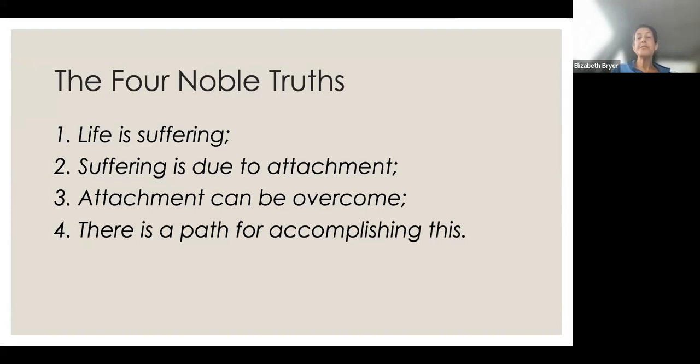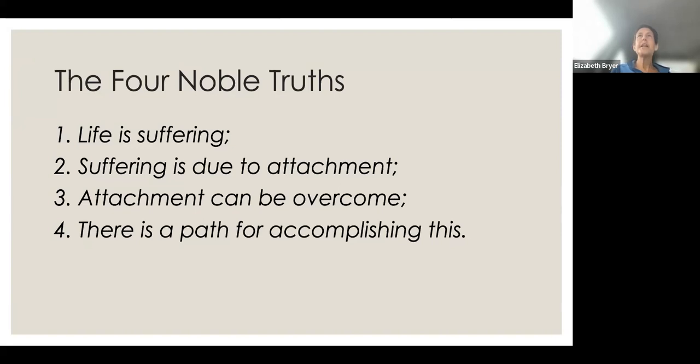Number two, suffering is due to attachment. I'm really craving, I'm attached to this idea of my In-N-Out burger, and that's what's causing my suffering. I'd much rather be eating my In-N-Out burger than be listening to an explanation of how to avoid a sentence fragment in English class. So my suffering is because I prefer one thing over another, or I'm attached to one thing over another. The third noble truth is attachment can be overcome. And the fourth noble truth is there is a path for accomplishing this.